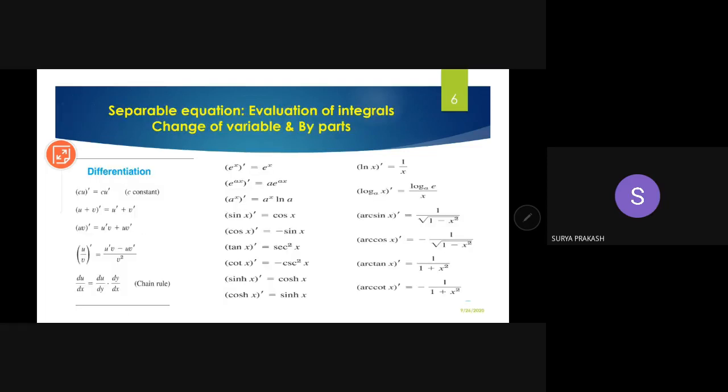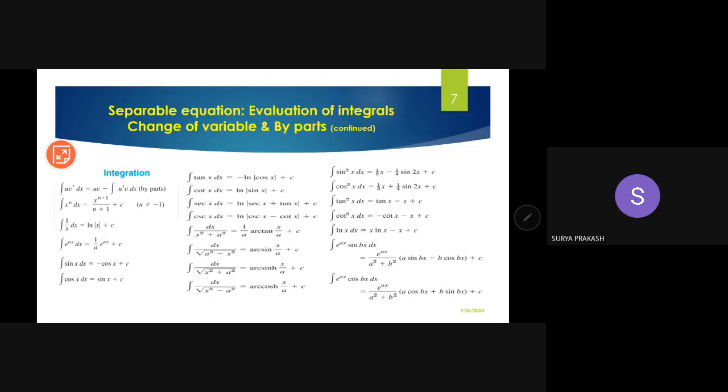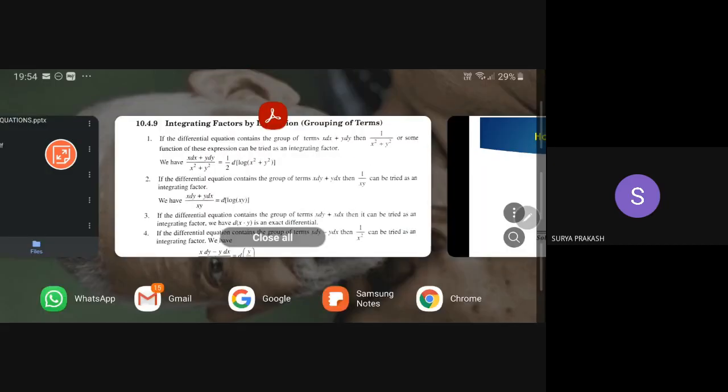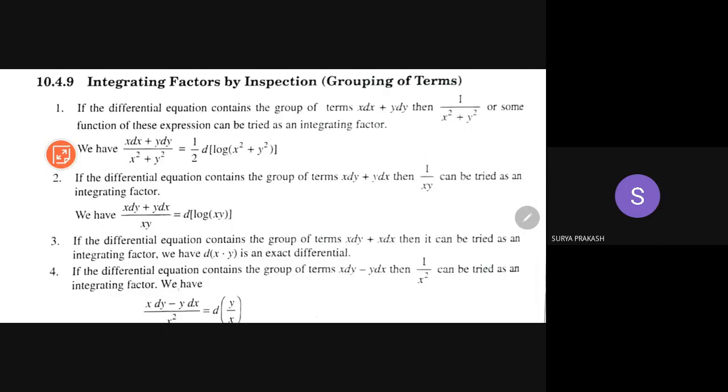Now we go for the problem session. In this one I have not talked about the applications, that is orthogonal trajectories. I have not included them because very few problems come in GATE questions. That is why for now I kept the idea of orthogonal trajectories aside.